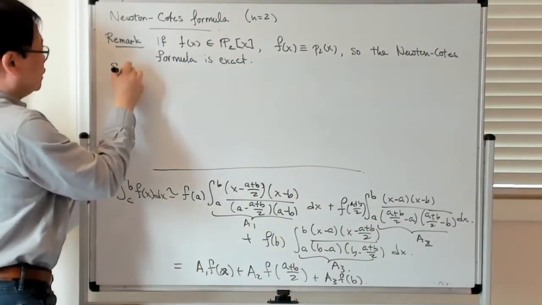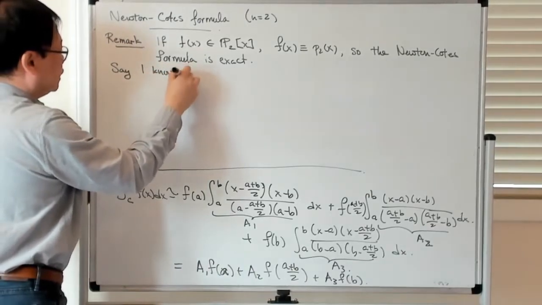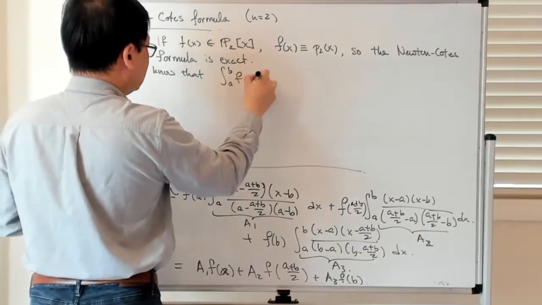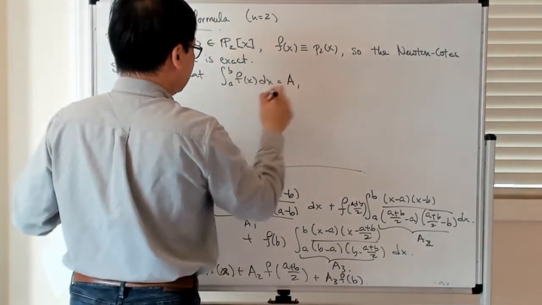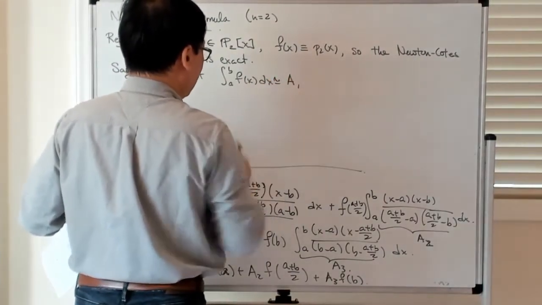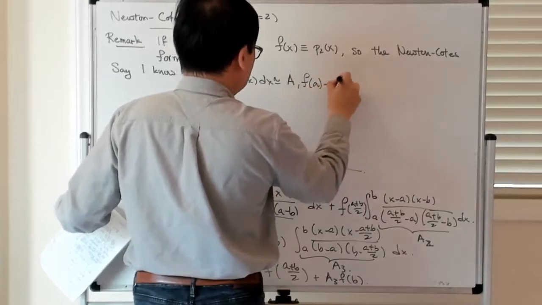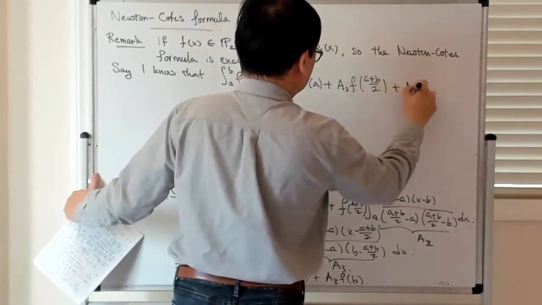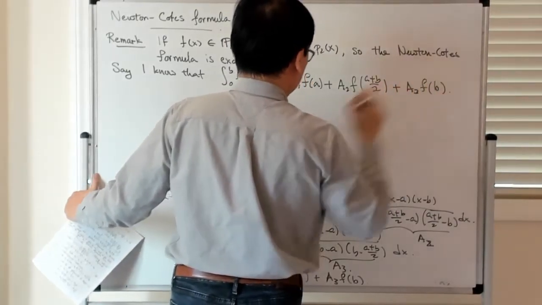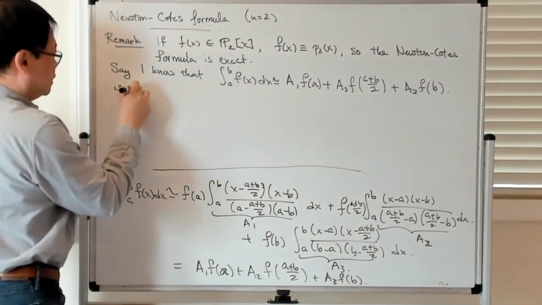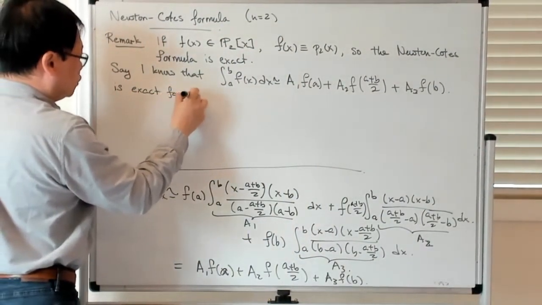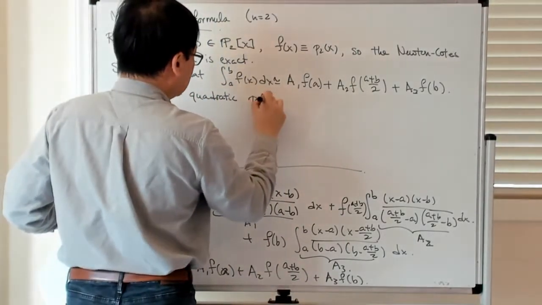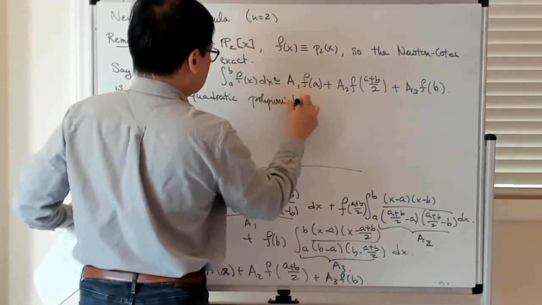Say I know that this formula, the integral from a to b of f of x dx, which I write as being approximated by a1 f at a plus a2 f at (a plus b)/2 plus a3 f of b, is exact for quadratic polynomials. What can I say about it? What can I conclude?